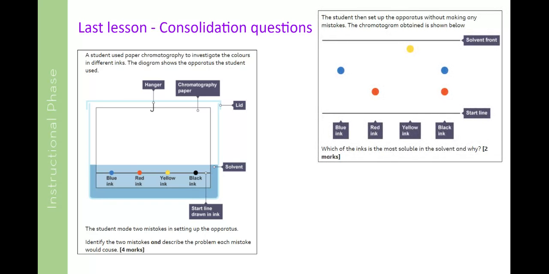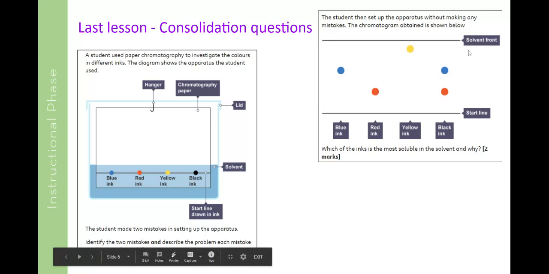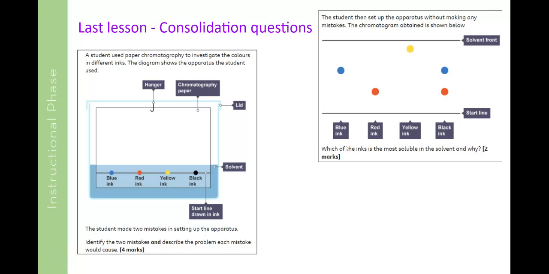Number two, the student then set up the apparatus without making any mistakes. The chromatogram obtained is shown below. So you can see they've labelled the solvent front being up the top here, the start line at the bottom, and they've got the different colour inks. Which of the ink is the most soluble and why?